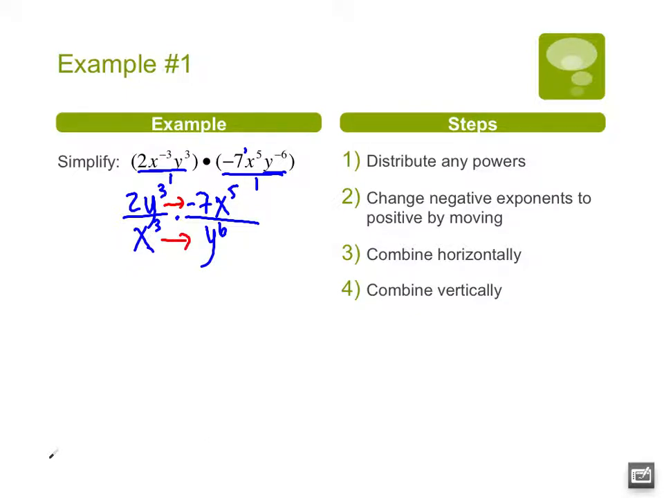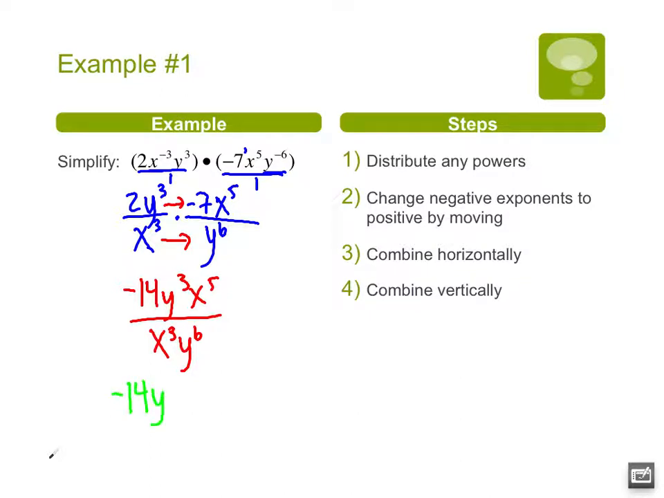2 multiplied by negative 7 is negative 14. X and y we can't combine, so that's y to the third, x to the fifth. X and y again we cannot combine, so x to the third, y to the sixth. Last step is to combine vertically. That negative 14 has nothing we can combine it with, so it stays.